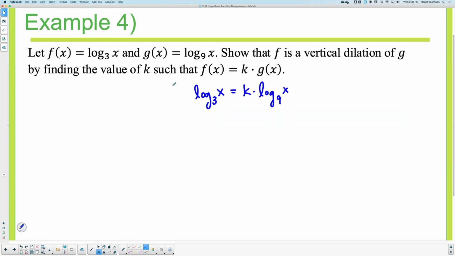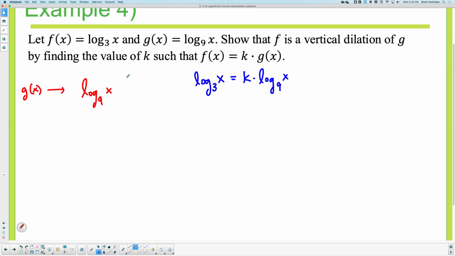I suggest you start with the more complex side. Now, these look basically the same. Which one would you guess is more complex? The smaller number or the larger number? I go larger number. Let's start with log base 9 of x, which happens to be g of x. Go ahead and make a note there. That's g of x. We're starting with g of x.